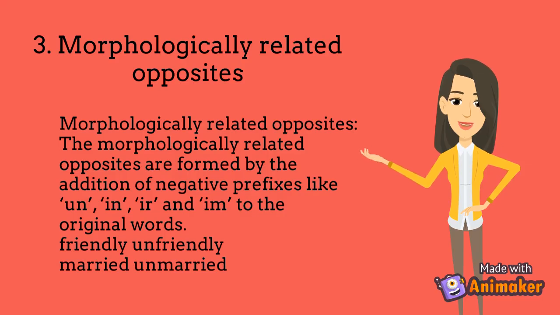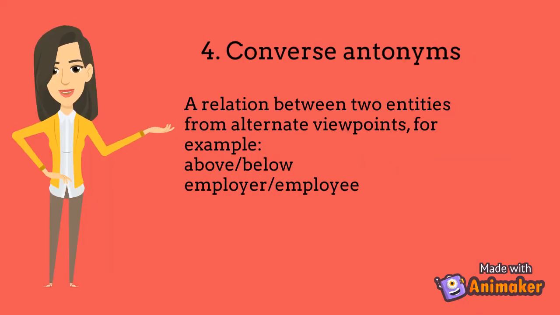The third type is morphologically related opposites. The morphologically related opposites are formed by the addition of negative prefixes like un, in, ir and im to the original words. For example, friendly and unfriendly, married and unmarried. The fourth is converse antonyms. This is a relation between two entities from alternate viewpoints. For example, above and below, employer and employee.